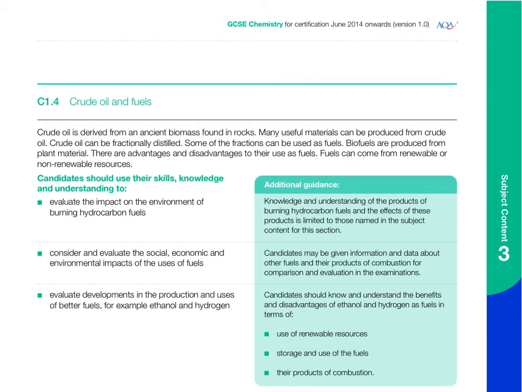This topic is about crude oil and fuels, so it's probably useful to know what crude oil is. Crude oil is made from ancient biomass found in rocks, so things like the remains of dead plants and animals from thousands, possibly even millions of years ago. And it's a mixture of lots of different chemicals. So if we can separate out those chemicals, we can get lots of useful materials like fuels.